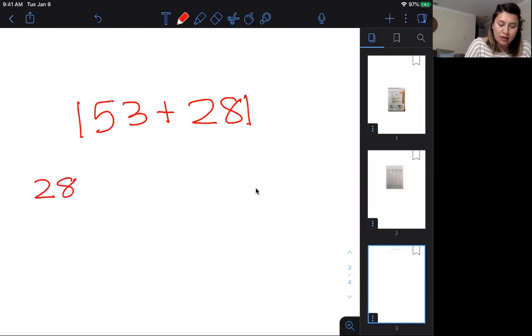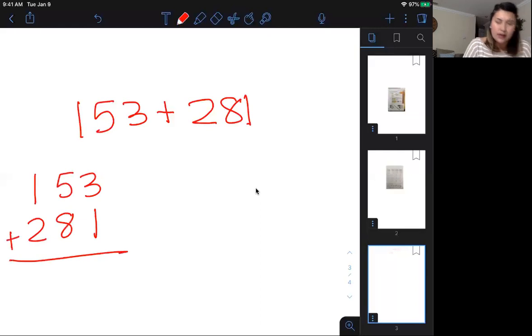200. Sorry, let me erase it. I started with the wrong one. 153 and 281. The line and the addition problem. All right, can we handle this? Of course we can. Let's start with the ones room.